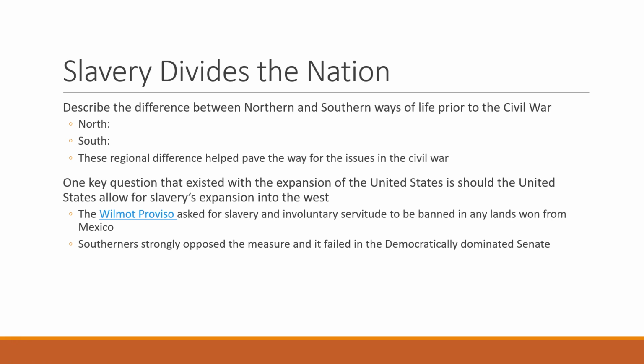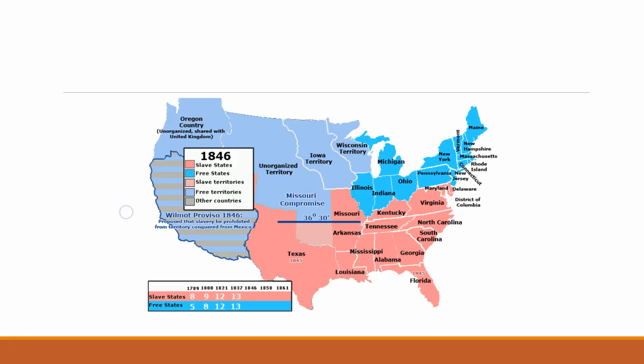So the Wilmot Proviso, which is a plan that looks at how we should proceed with slavery in the United States, asks for slavery and involuntary servitude to be banned in any lands won from Mexico during the Mexican-American War. And we can look at that concept by looking at this map. So we can see what was free at the time, we can look at what was a slave state at the time, and we can look at that land that exists out to the west that was won under the Wilmot Proviso, and this is the proposed area that slavery be prohibited from.